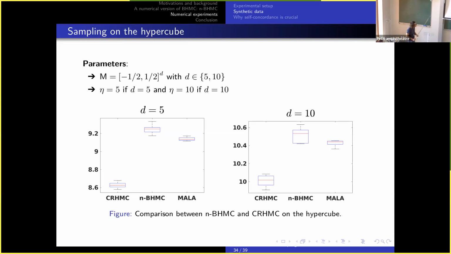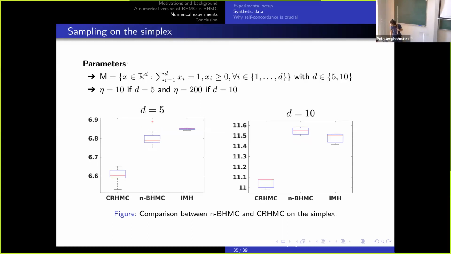And here are the results. You can clearly see the bias associated with the randomized HMC, where you don't include any reversibility check. Here is our solution, and here is what we think to be the ground truth, where we use MALA with a lot of iterations, for comparison. This is for dimension 5 and dimension 10, for the case where M is just the hypercube. For the case of the simplex, we use independence Metropolis testing to have a ground truth. And here are the results.